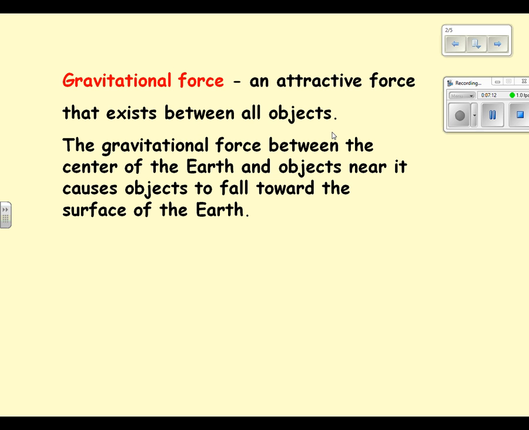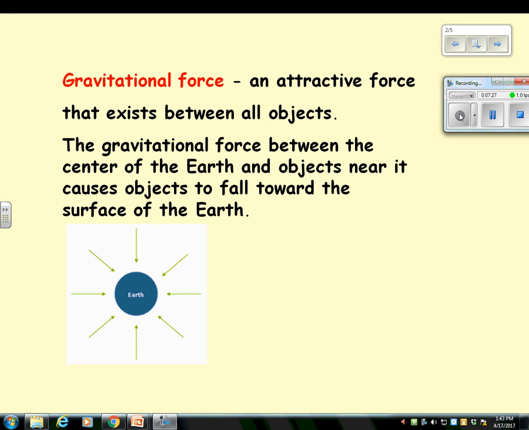The gravitational force between the center of the Earth and objects near it cause objects to fall toward the surface of the Earth. Things are attracted to Earth. Earth has a lot of mass. It's pretty darn attractive. There's what the Earth's gravitational field looks like. This is the whole unit, by the way. The next unit is all about gravitational fields, so we're going to get into that more.